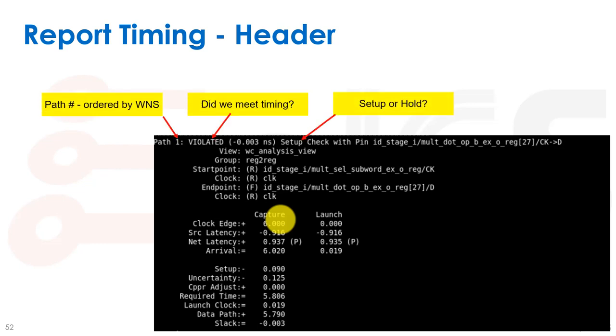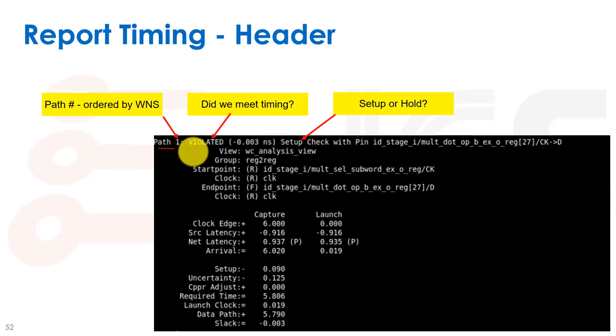So what we have here is the path number. That's usually ordered in terms of worst negative slack. Remember, in our STA algorithm, we actually got the worst path first, and then we could find the second worst path and third worst path by removing them and heapifying. So that's what we'll get here. This is the worst path that we asked for.